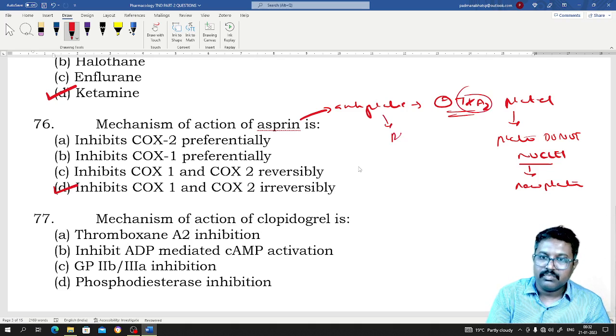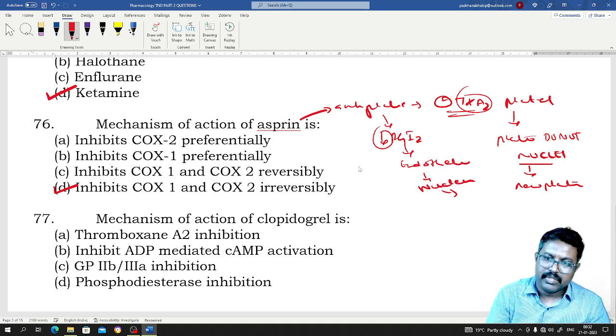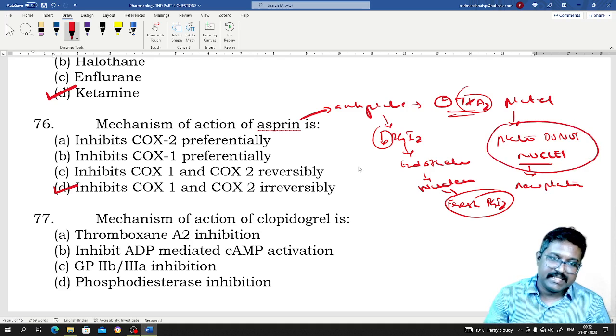But what happens to prostacyclin I2? Initially there will be a decrease in the synthesis, but since endothelium has got the nucleus, they will prepare fresh prostacyclin, and this activity will be regained fast compared to the platelet because they do not have a nucleus.